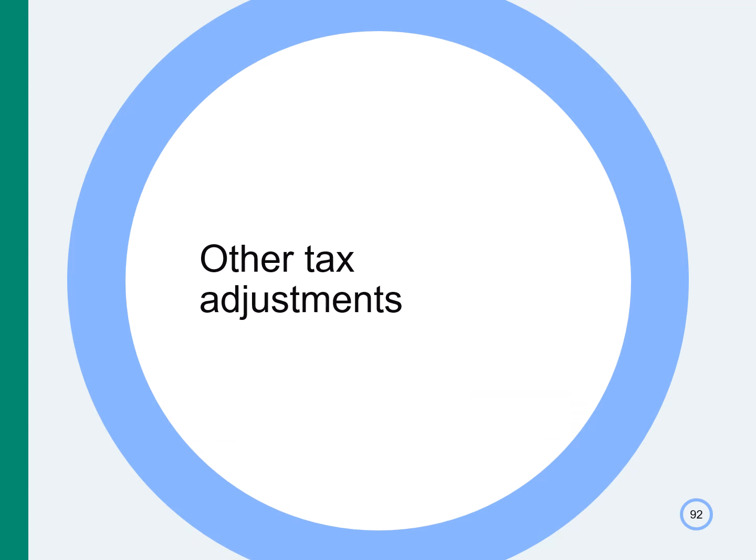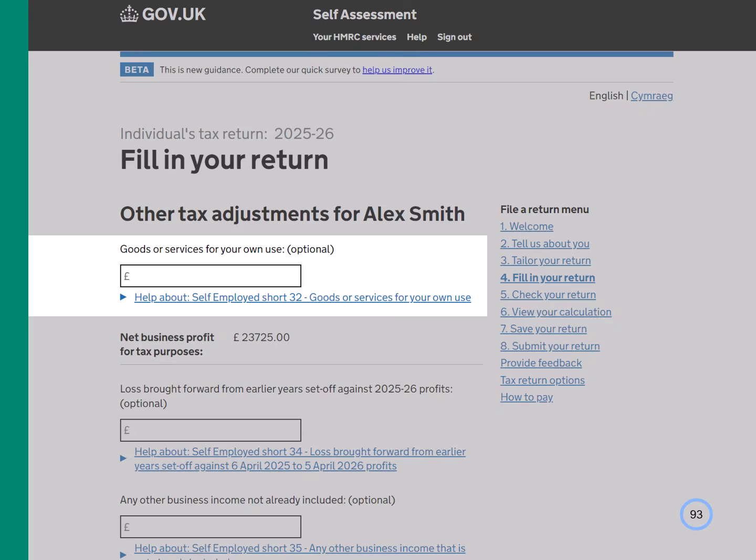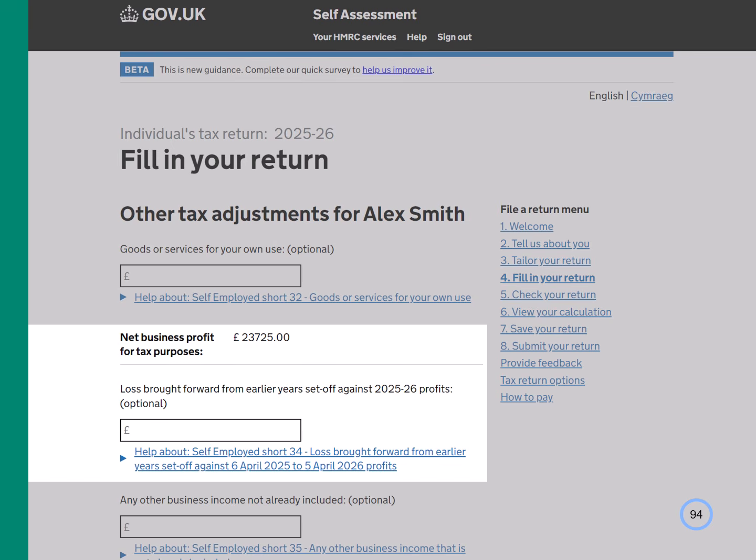We'll now move on to other tax adjustments. On the Other Tax Adjustments page, enter here the value of any stock or goods you've had for your own use. If you included any disallowable expenses earlier, also include them here. If you have a net business profit for tax purposes, you must enter here any earlier year's losses from this business that you have not yet used. You cannot enter an amount that is higher than your net business profit for tax purposes in this year. Any earlier year's losses will be used against your profit for this year.